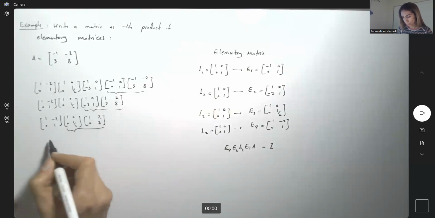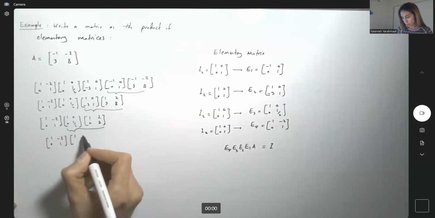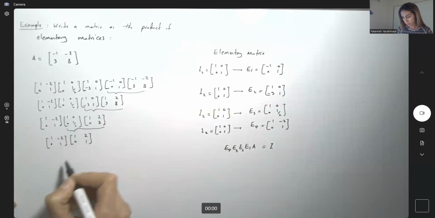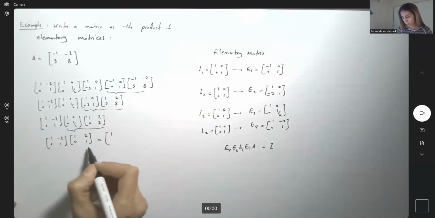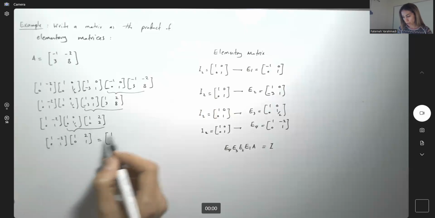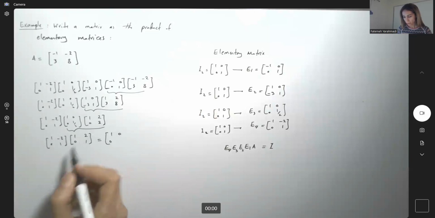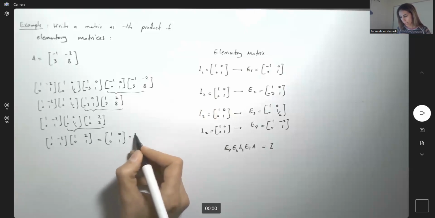Now multiply these two, we get 1, -2, 0, 1, and here the product is 1, the product is 2, and here the product is 0, the product is 1, and finally multiplying these two together, the multiplication is 1, then here you have 1 times 2 plus -2, 0, this guy is 0, and here you have 0 times 2 and 1. So as you can see, you have I2.